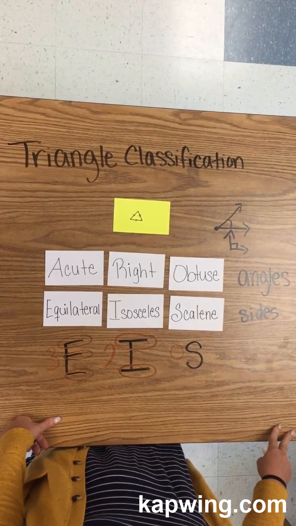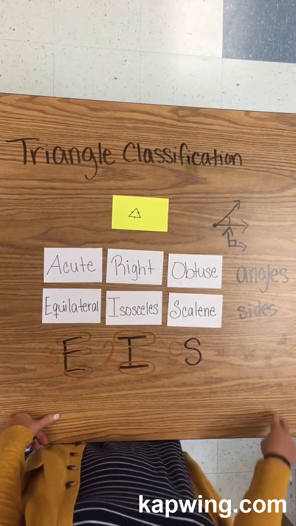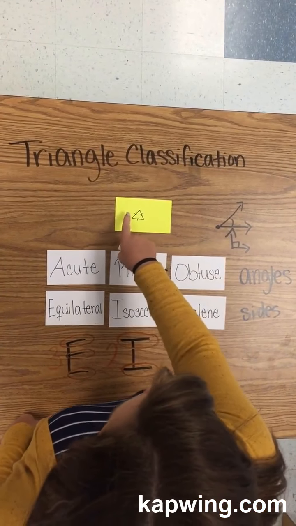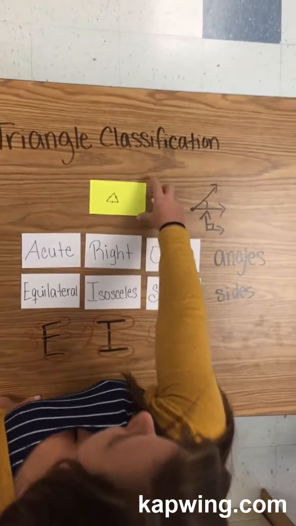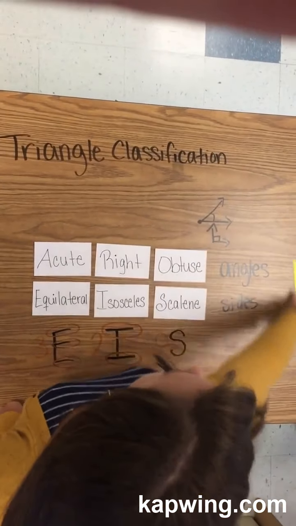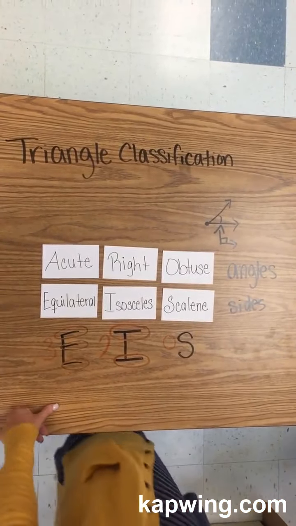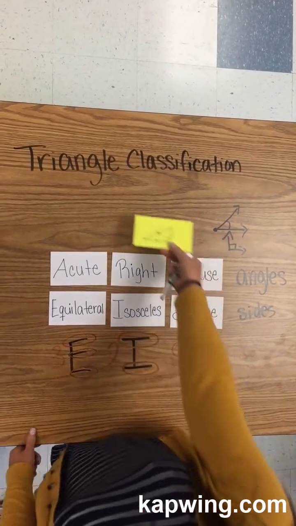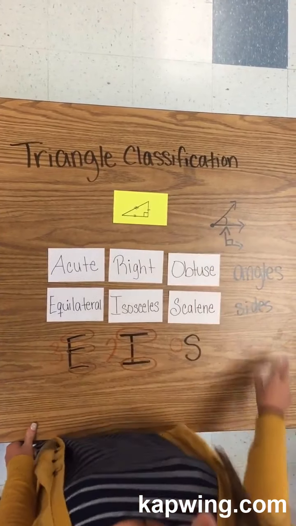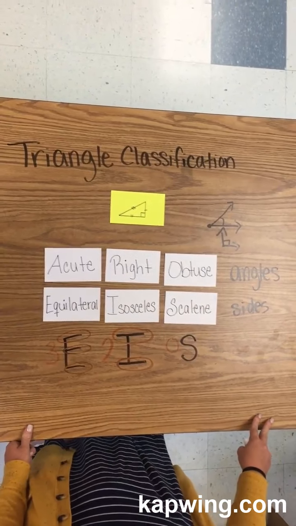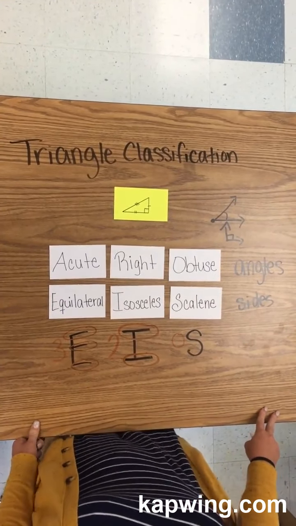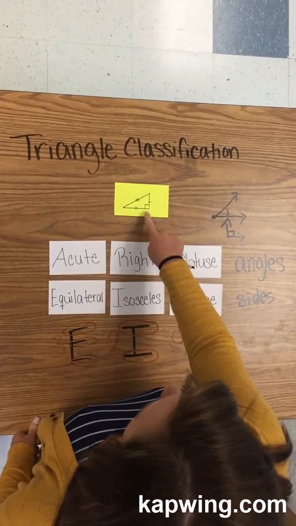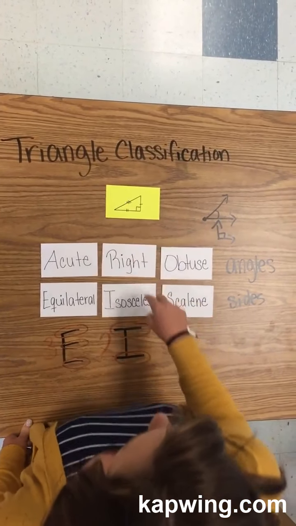What do you think? You're right. Hopefully. It's an isosceles acute triangle. Next, what would you call it? This is going to be a right scalene triangle. It has a right angle and none of the sides match.